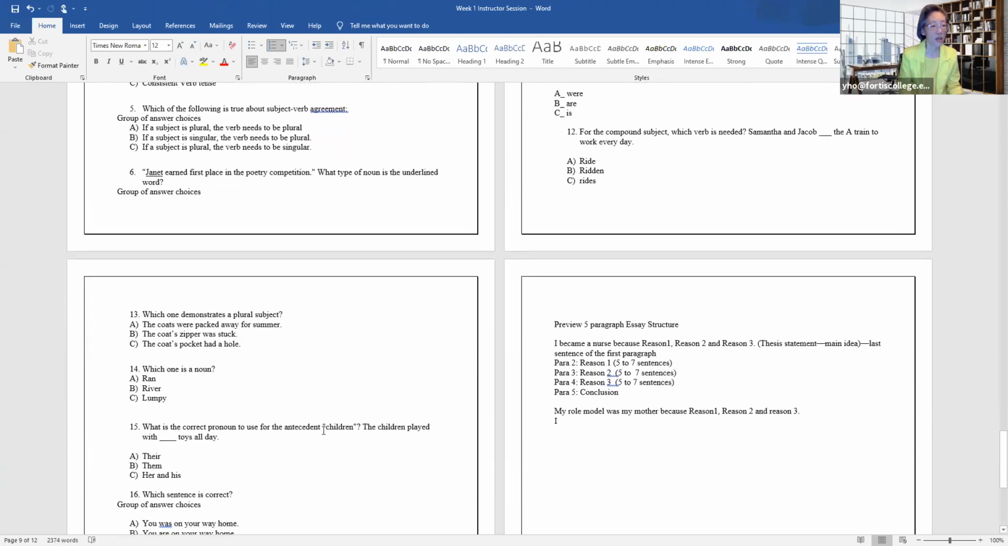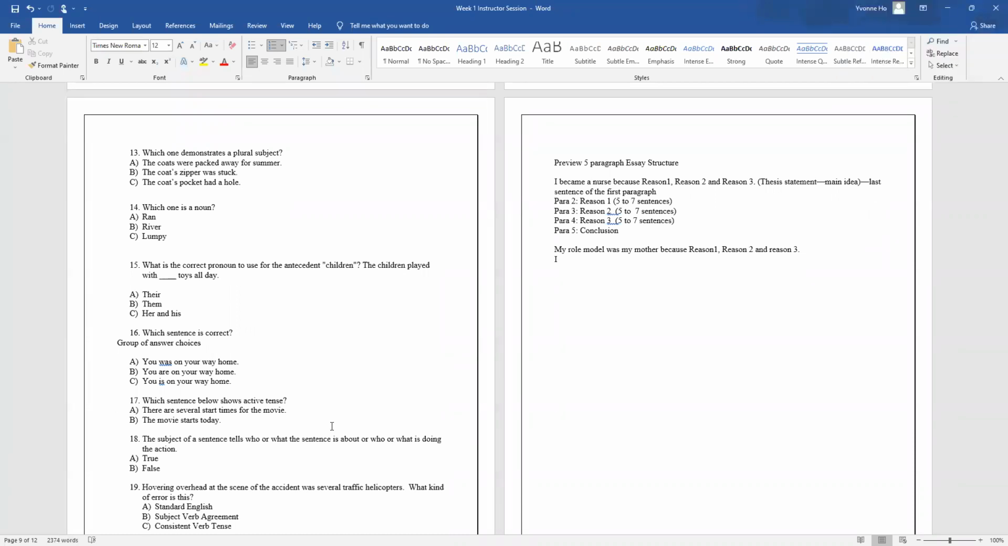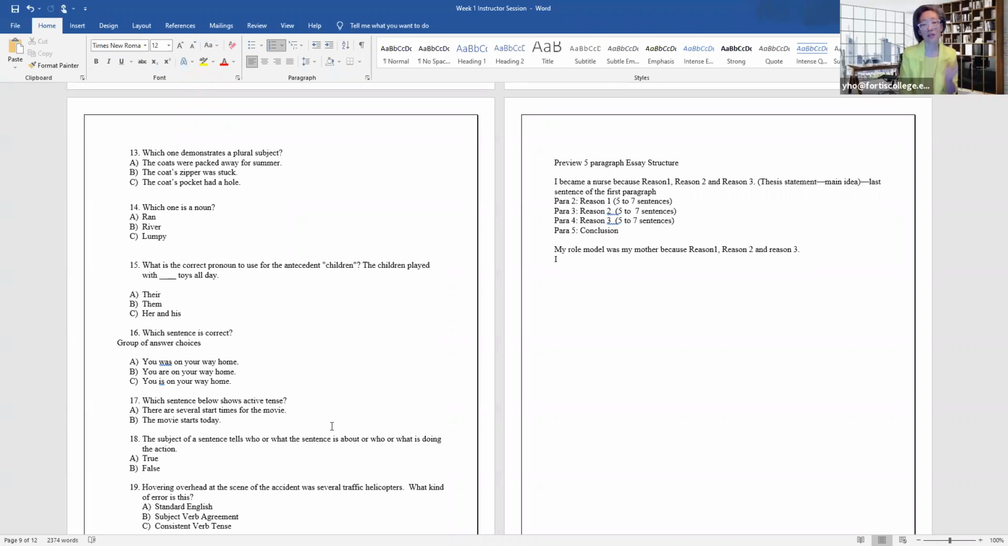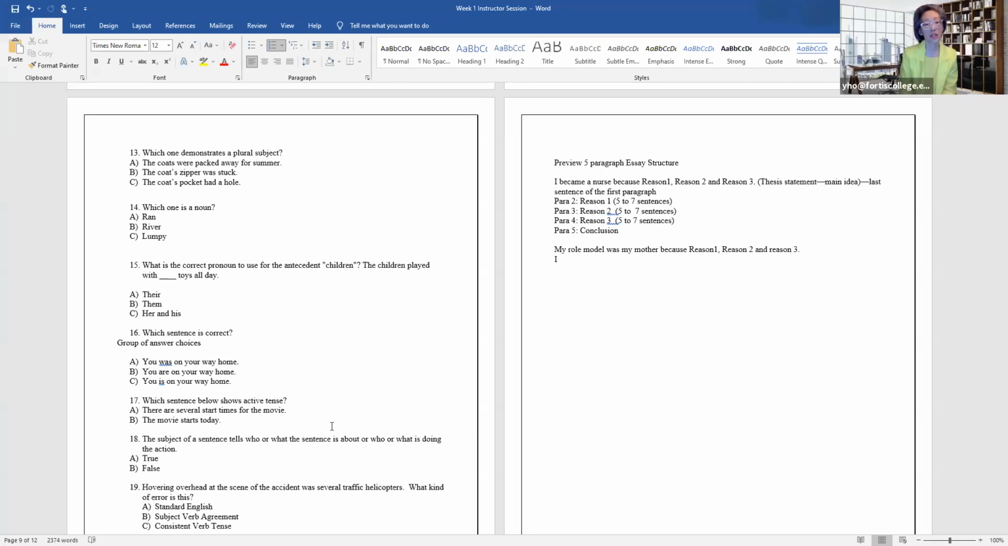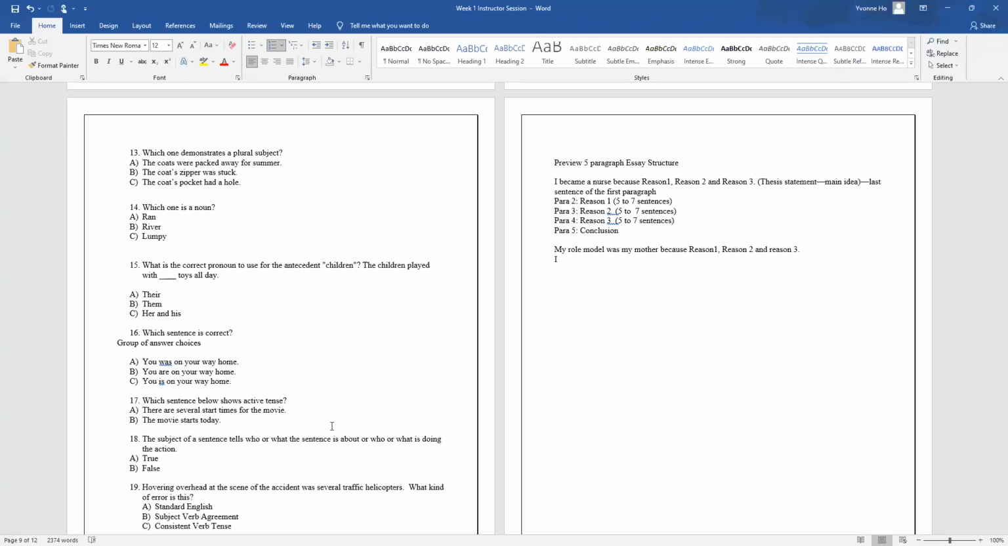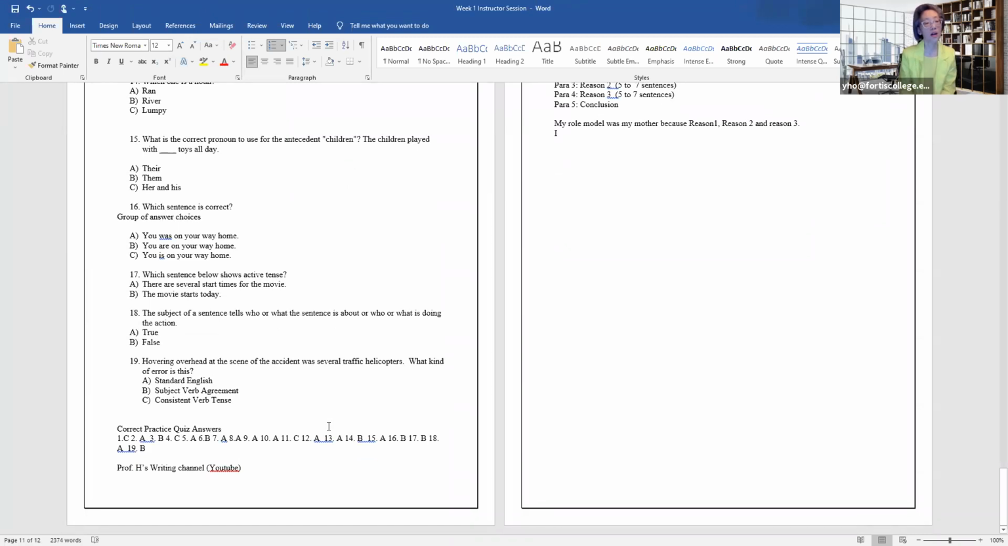Number 13, which one demonstrates a plural subject? A, B, or C? A. Which one is a noun? Everybody should know this instantly. B. Which is the correct pronoun for the antecedent children? A, B, or C? A. Which sentence is correct? You was, you are, or you is on your way home? B.